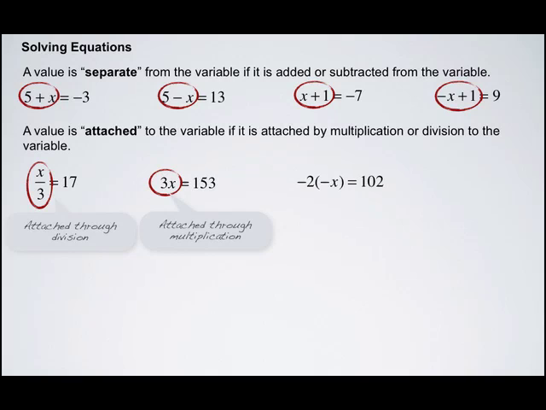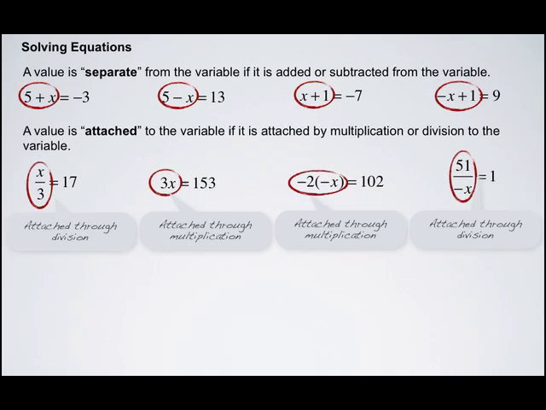Here we have negative 2 times negative x is equal to 102. Here, the negative 2 is attached through multiplication. And here we have 51 divided by negative x. Here, 51 is attached through division.